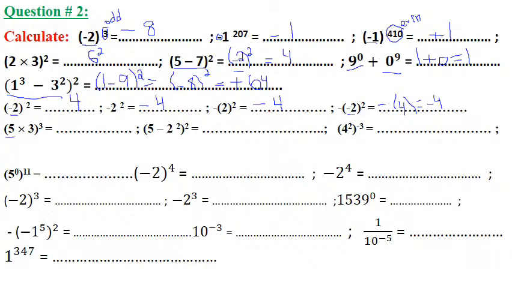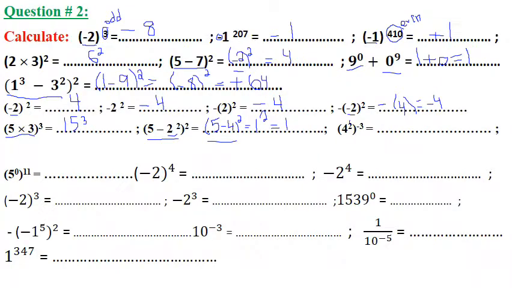Now the answer of the parenthesis, 5 times 3 is 15, and we keep the exponent, which is cube. Inside the parentheses also we have an exponent, so we should get the answer of the exponent. So it is 5 minus 2 squared is 4, and all of it squared. Now the answer of the parentheses, 5 minus 4 is 1, and 1 squared, so my answer is 1.